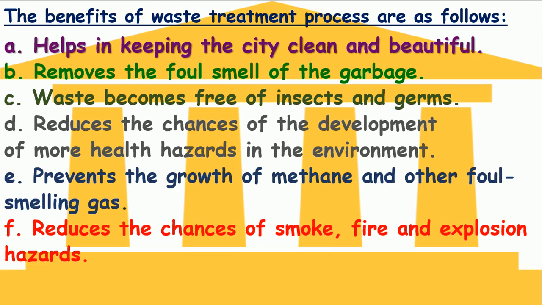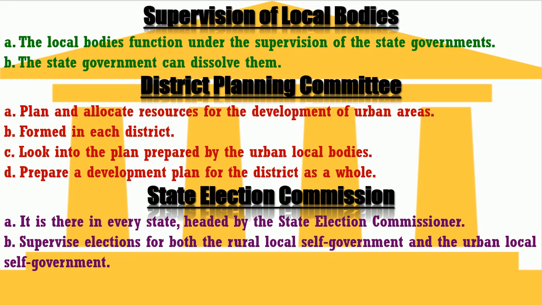supervision of local bodies. We have already seen in the very first module of this chapter that the municipalities and municipal corporations function under the supervision of state governments. And if the government is not satisfied with the way local bodies work, they can take action against them and even dissolve them. However, elections to the dissolved body must be held within 6 months of the dissolution, isn't it?